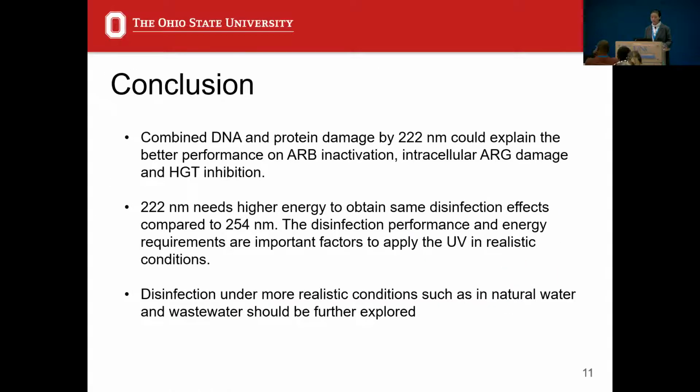So based on the results, although this is only a bench study in the lab, it still can indicate something about applying UV in the real fields. The combined DNA and protein damage by the 222 nanometers could explain the better performance on ARB inactivation, intracellular gene damage, and horizontal gene transfer. And when applying the UV systems to real conditions, we have to balance the disinfection effects and the energy consumption. We have to think about whether it is worthy to spend a lot of energy or money to have better disinfection results.